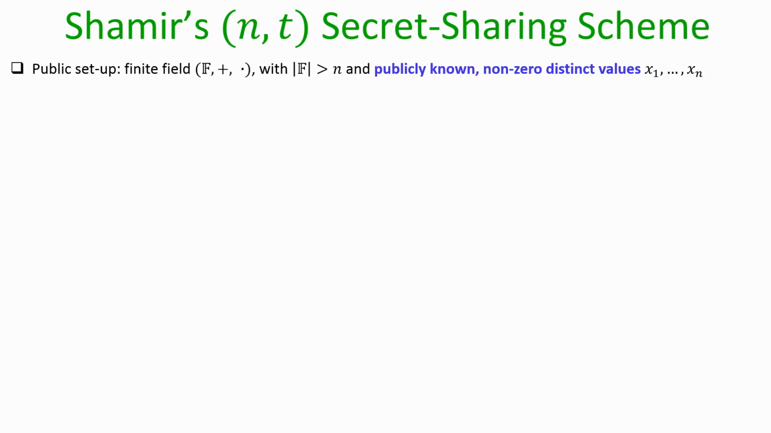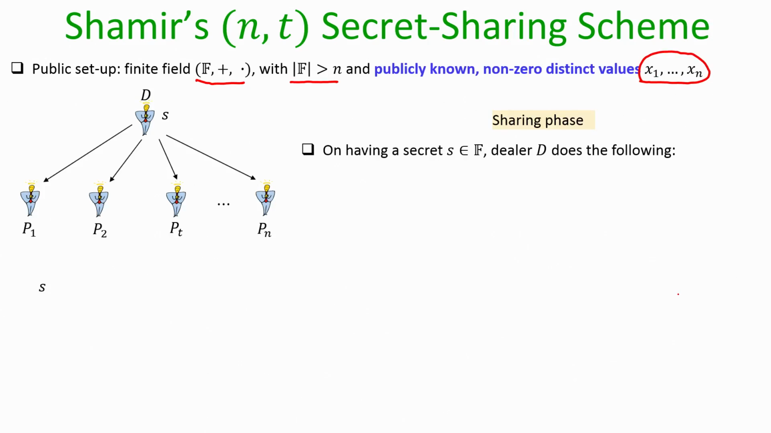So, now based on this concept from the finite field, here is the actual Shamir secret sharing scheme. The setup here will be the description of a finite field. We require the size of the field to be at least n, namely the number of shareholders, and there will be n distinct non-zero x values from the field which will be publicly available.